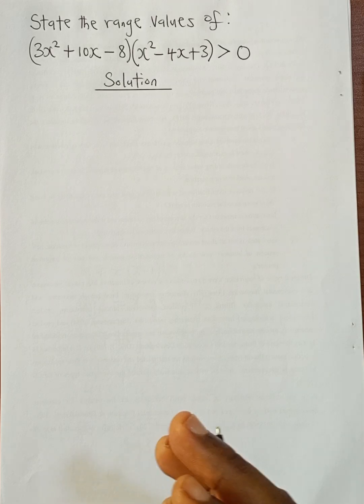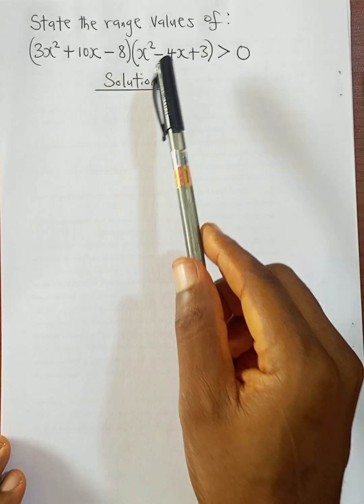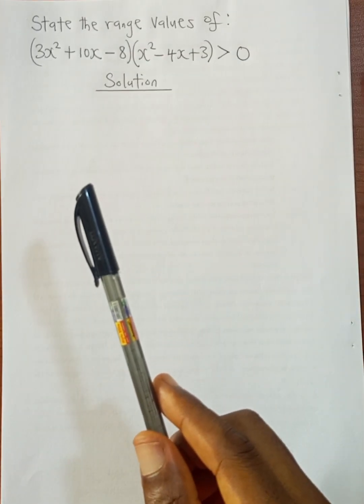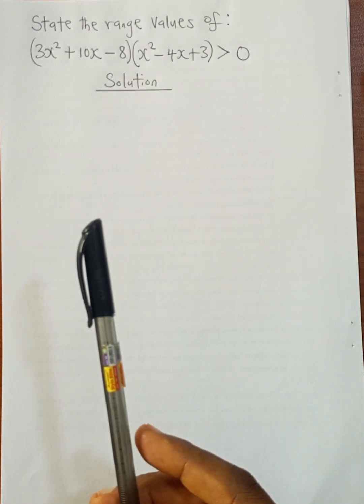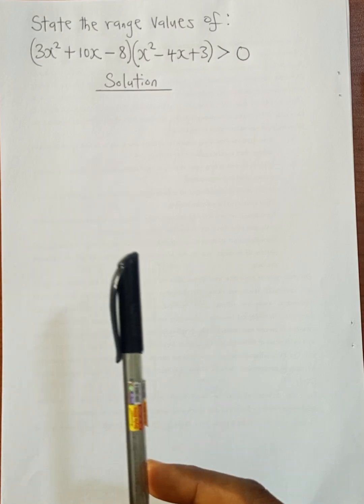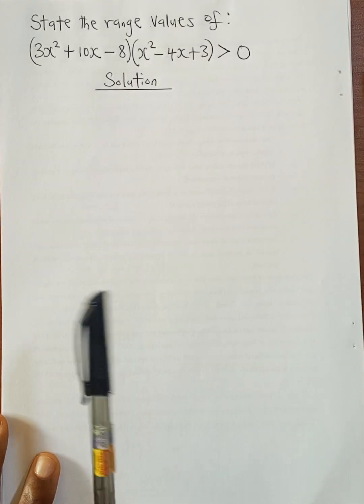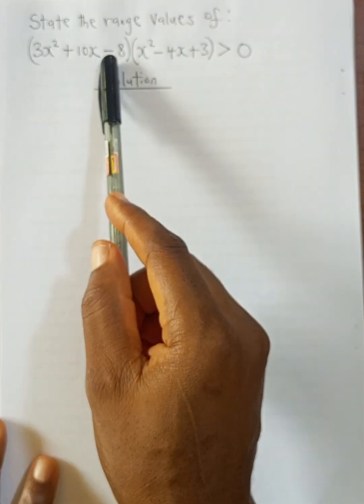The first thing we're going to do is to check if we can factorize each of these brackets. If we can factorize each of them, I believe the work is as good as done. And I also want to believe that it can be factorized. If it cannot be factorized, I don't think they will give something like that, even though it's still possible. Okay, so let's see if we can factorize this.